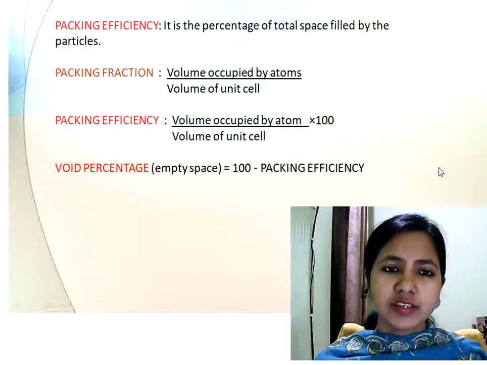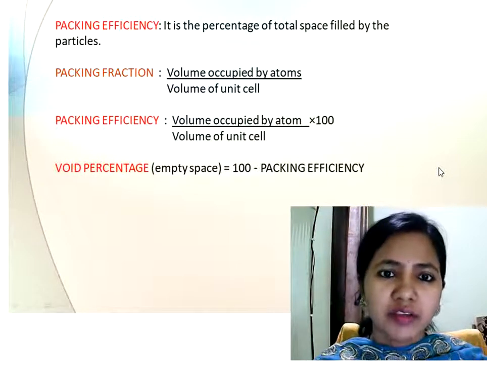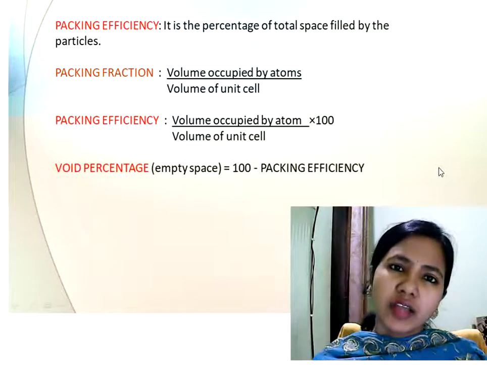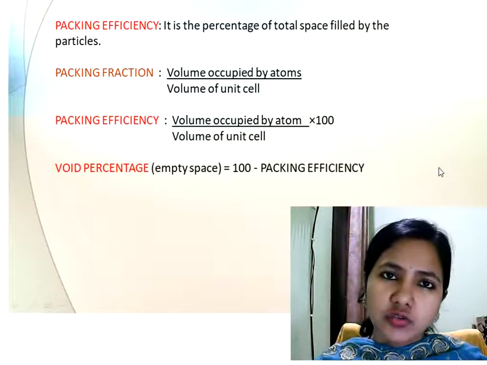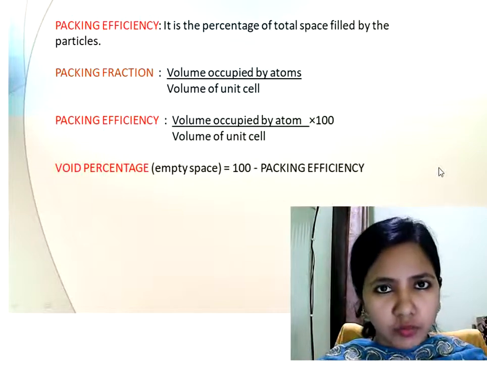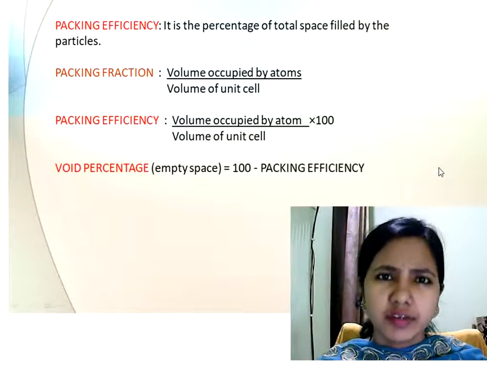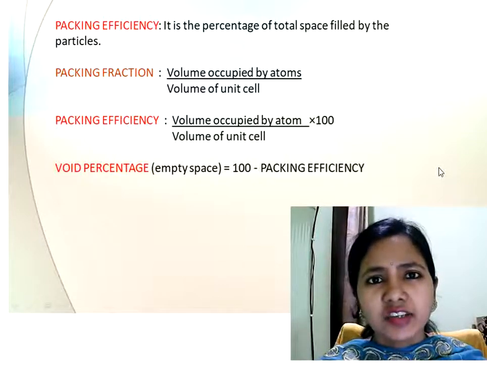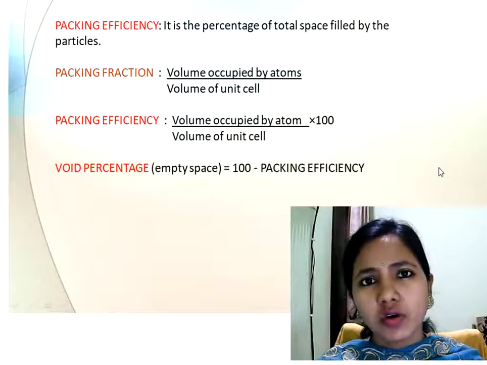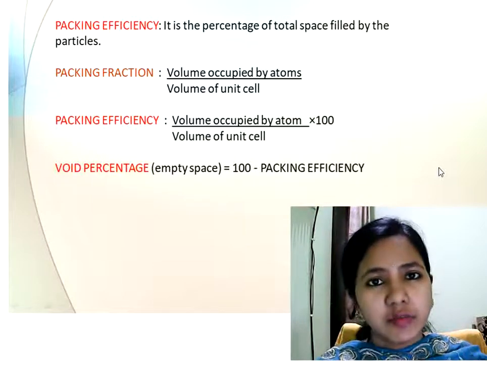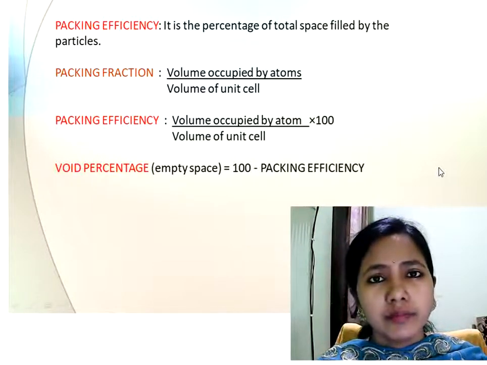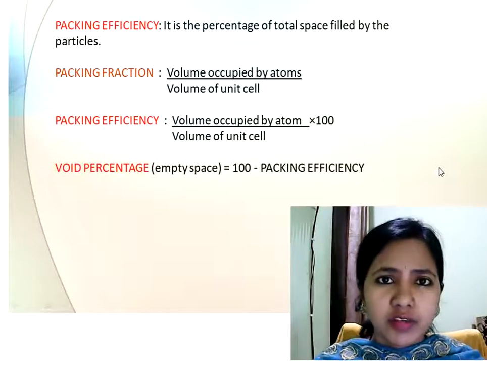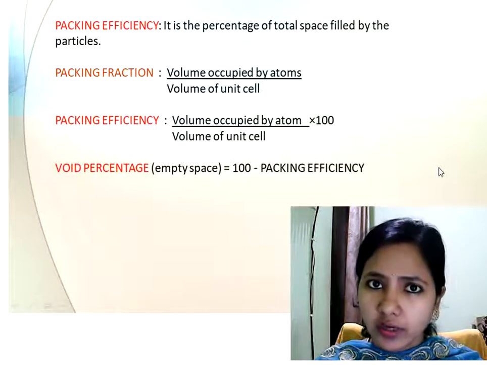See, in today's class first we are going to discuss the packing fraction and packing efficiency in a crystal structure. We know that in a crystal structure the constituent particles like atoms, ions or molecules are arranged in different ways, as we have seen in our previous classes. As they are arranged in different ways, some vacant space is left behind. Now what do we call them? We call them voids. There are different types of voids we have learned, that is tetrahedral void and octahedral void.